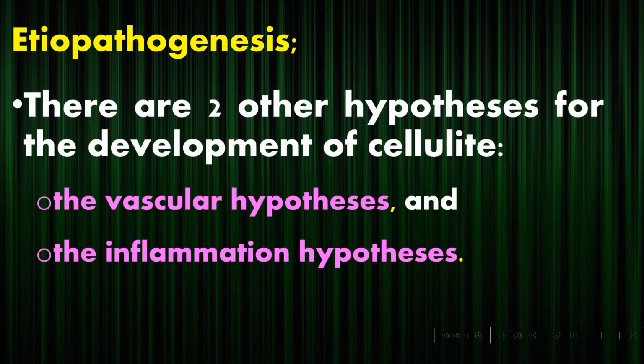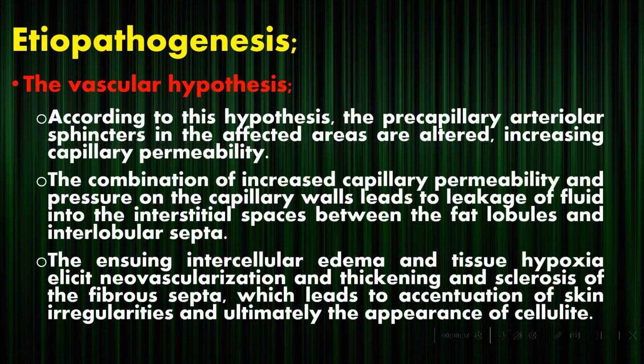There are two other hypotheses for the development of cellulite: the vascular hypothesis and the inflammation hypothesis. The vascular hypothesis. According to this hypothesis, the precapillary arteriolar sphincters in the affected areas are altered, increasing capillary permeability. The combination of increased capillary permeability and pressure on the capillary walls leads to leakage of fluid into the interstitial spaces between the fat lobules and interlobular septa. The ensuing intercellular edema and tissue hypoxia elicit neovascularization and thickening and sclerosis of the fibrous septa, which leads to accentuation of skin irregularities and ultimately the appearance of cellulite.